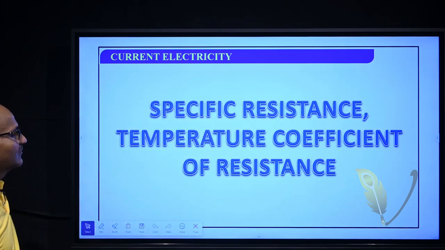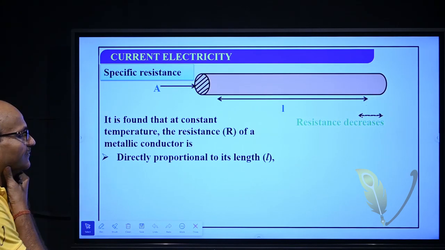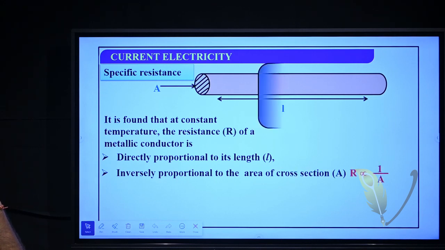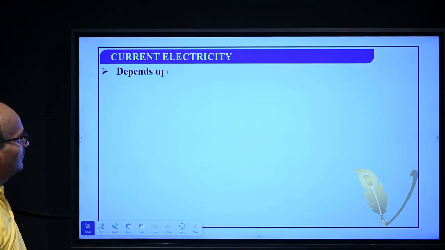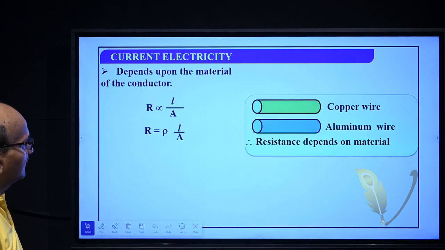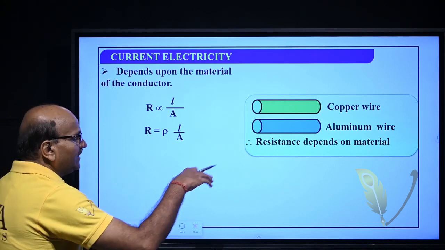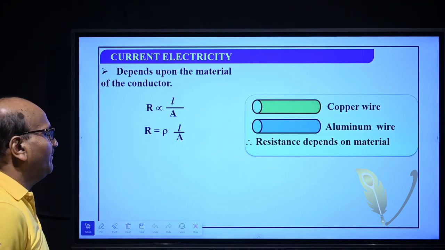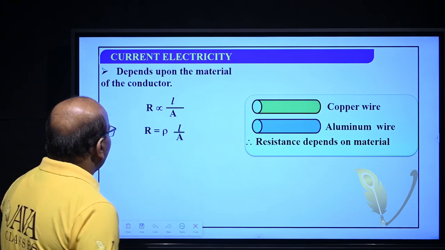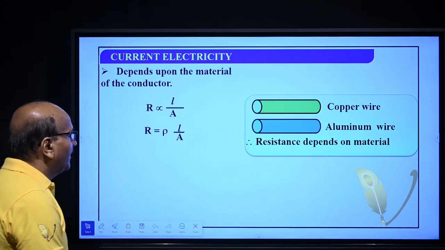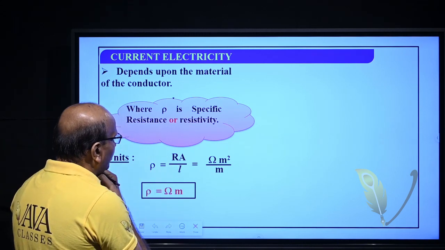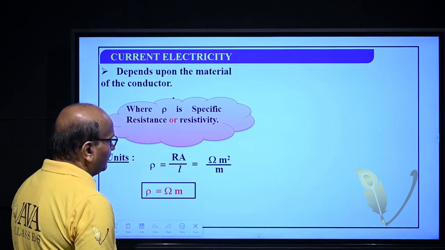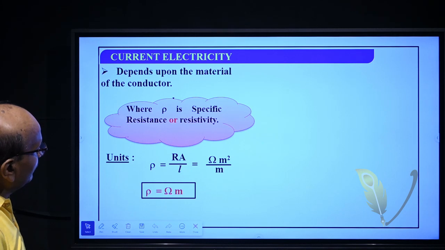Now we will see what is specific resistance and the temperature coefficient of resistance. We have seen that at a particular temperature the resistance of a conductor is directly proportional to its length and inversely proportional to its area of cross section. It also depends upon the material of the conductor. So R is directly proportional to L by A. Resistivity is also different for different materials of the conductor. Therefore, we can write R is equal to rho L by A, where rho is the specific resistance or resistivity of the conductor. Therefore, rho is equal to RA by L, with unit ohm meter square by meter, which means ohm into meter. So the SI unit is ohm meter.